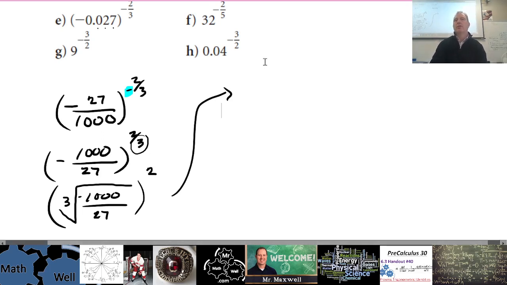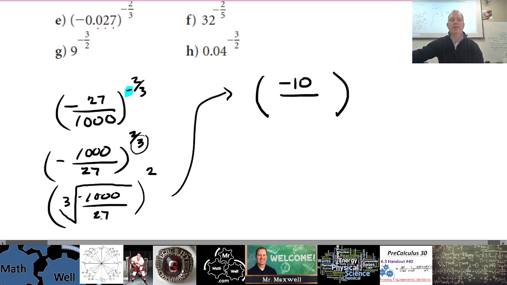And you should be able to do all these without a calculator, by the way. So I really don't want you just punching stuff in your calculator. I want you to use your brain. Use the rules that we've learned. The cubed root of negative 1,000, do you guys know what that is? Is it positive 10? It'd be negative 10 actually, right? Because negative 10 times negative 10 times negative 10. Good. And then the cubed root of 27, it's also a perfect cube. That's 3. Okay. And we still have that squared there.